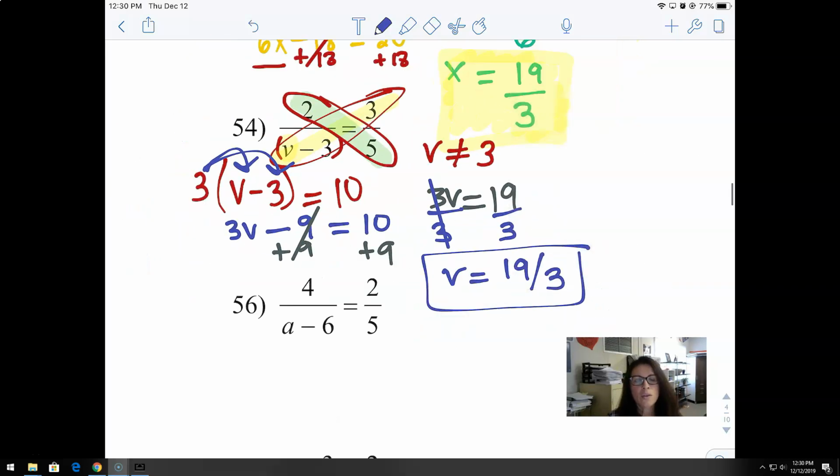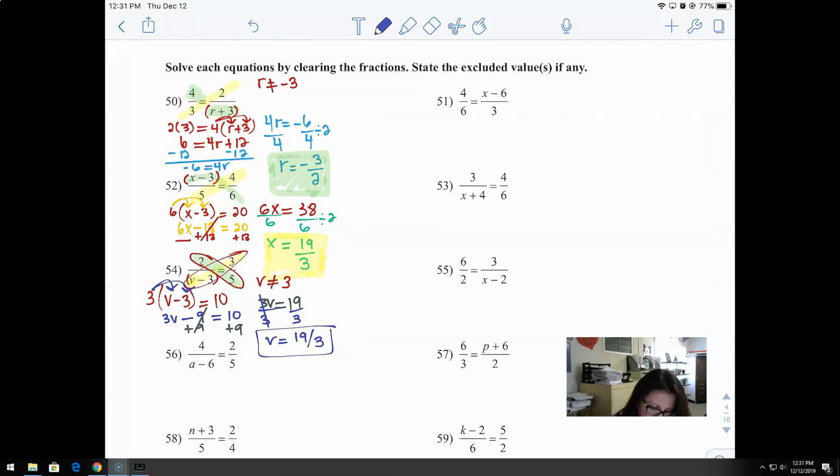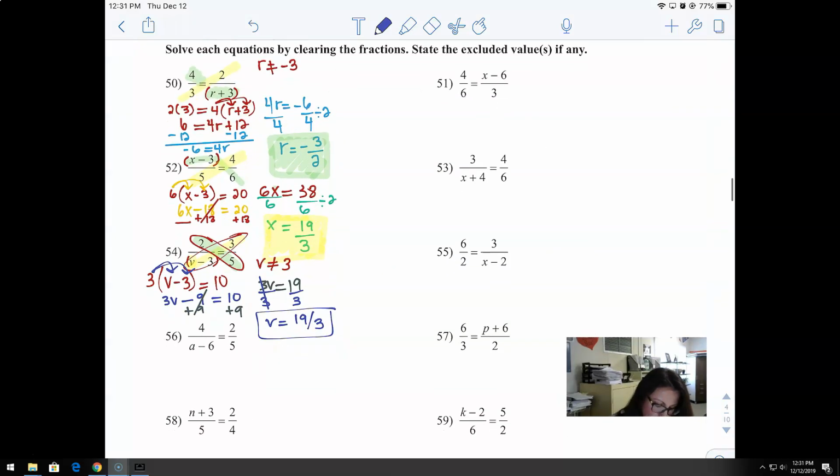All right. So feel free to pause it, try number 55, and then come meet up with me at number 56. I'm going to actually do 57 since 56 is about the same that we've been working on.